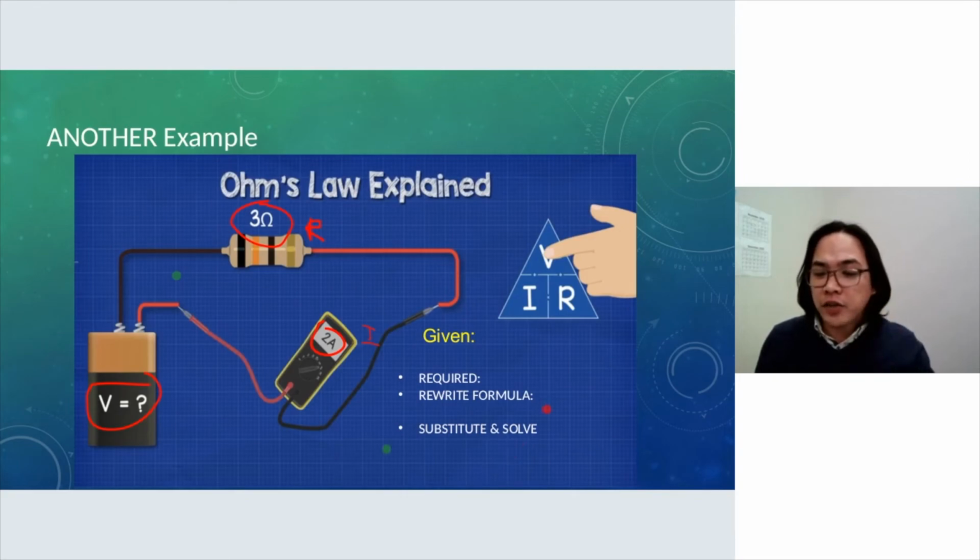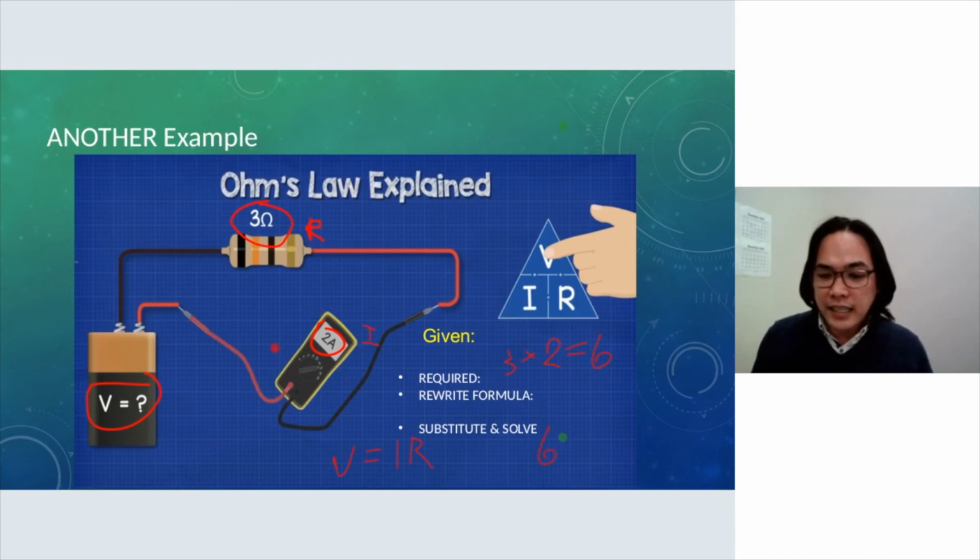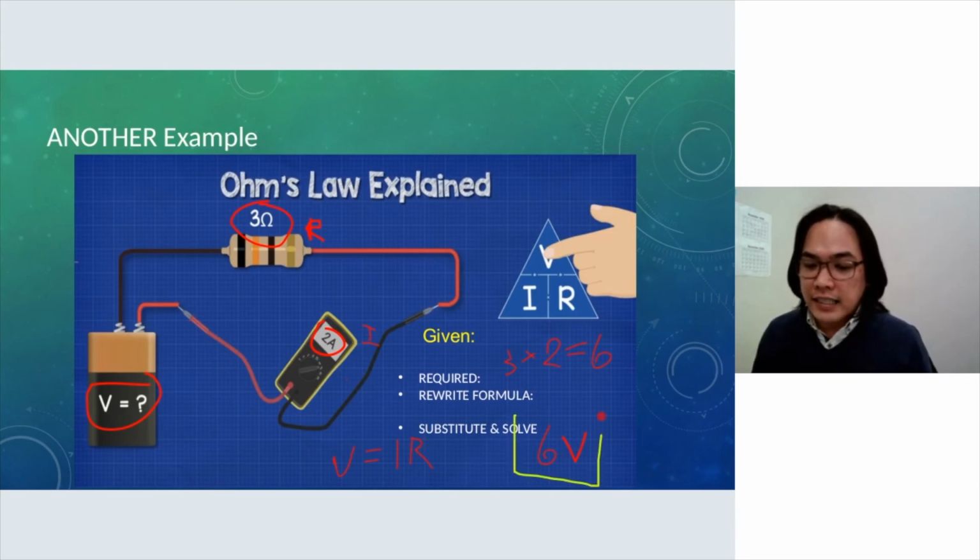So what formula are you going to use? Write it down here. There's a triangle, V is covered. So what formula are you going to use? Okay, very good. So you have V equals I times R, or current times resistance. All right, so you will substitute and solve now. Okay, very good. All right, 3 times 2 equals 6. What is the unit of voltage? Unit for voltage is volts. So the final answer is 6 volts.